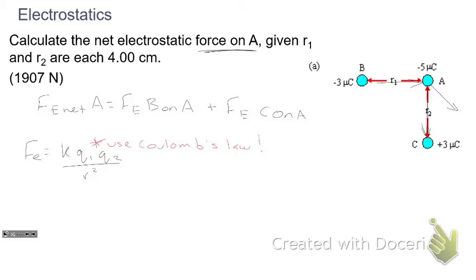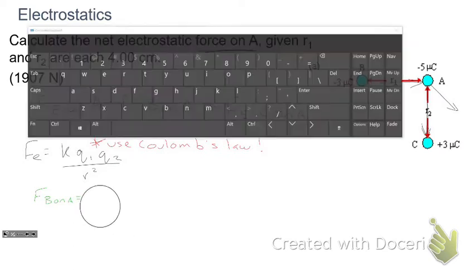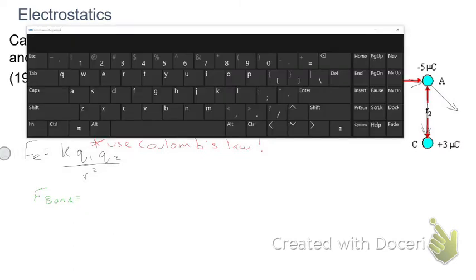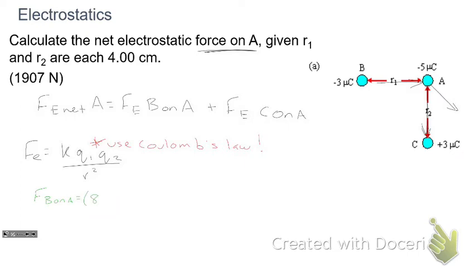Let's do B on A. So F of B on A is equal to K, which is 8.99 times 10 to the negative 19? No, positive 9. What am I thinking of? That's the electron charge. Thank you. Maybe I'll write that down to remind myself. So K is 8.99 times 10 to the 9.